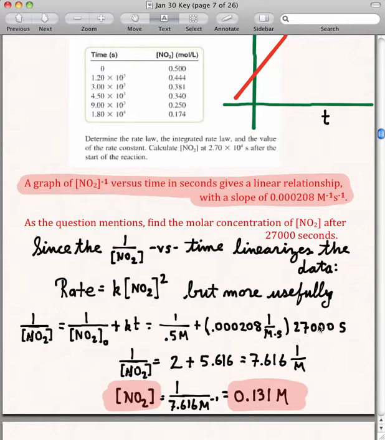And if I wait 27,000 seconds and I start with 0.5 molar with this constant, I see that I get down to 0.131 molar. That's kind of a small constant. 27,000 seconds, that's a long time to go from 0.5 to 0.131 molar.